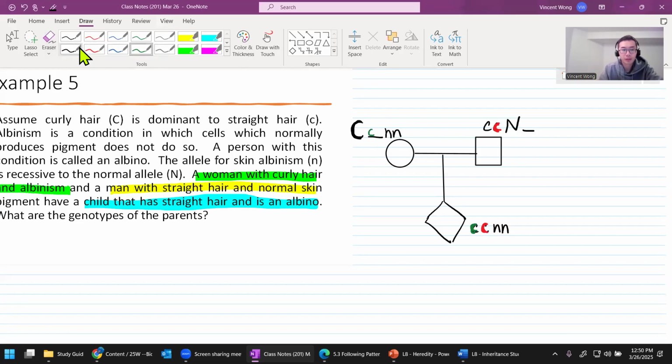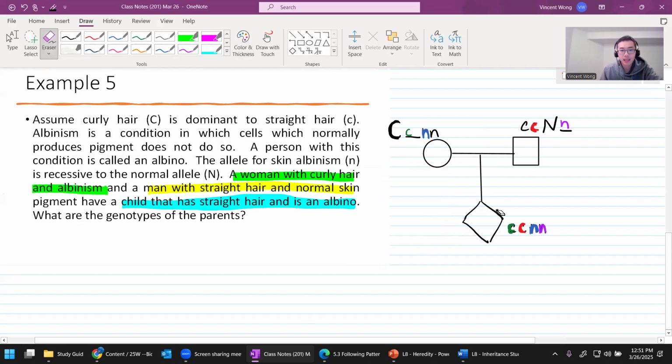heterozygous for the hair. And similarly, one of the little n is going to be from the mother, which means the other little n must be from the father. Okay? So that's how we can use different people in the family tree to figure out the missing information for certain people.